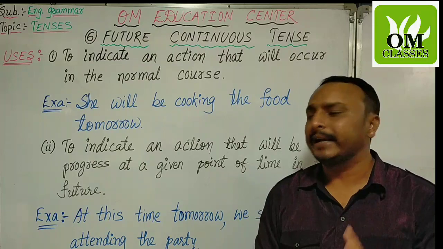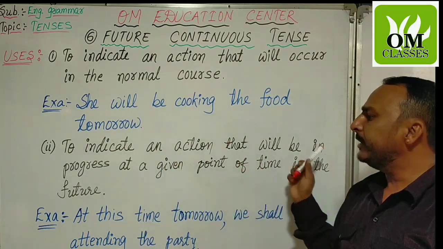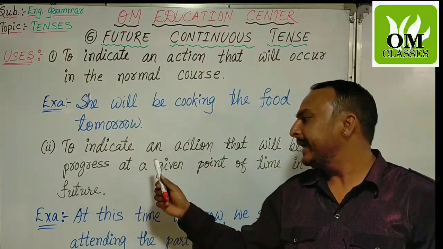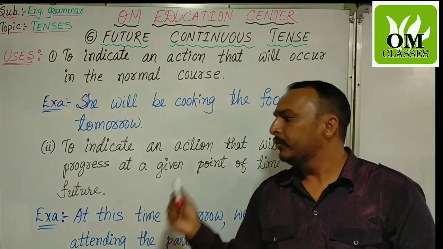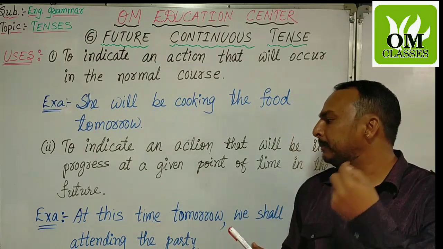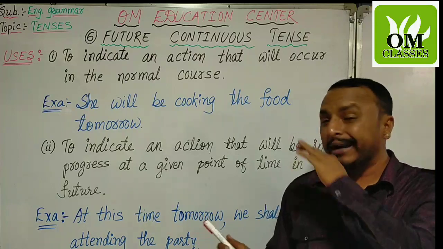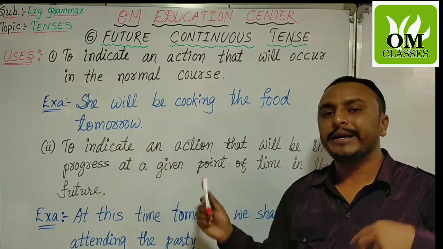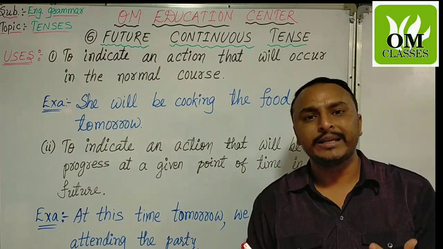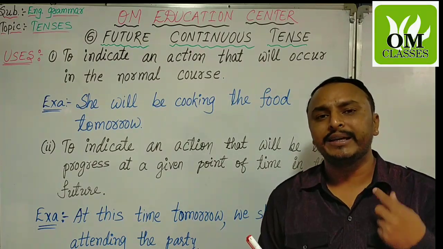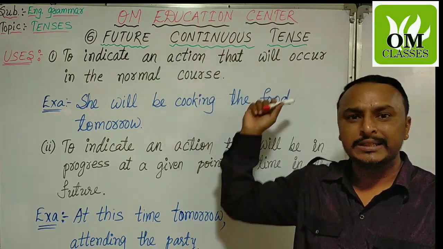Let's see the second use: to indicate an action that will be in progress at a given point of time in the future. When we are talking about the future, at that time the work will be going on, will continue. Future continuous tense indicates such an action that will be in progress at the given time of talking in the future. So for this we use future continuous tense.